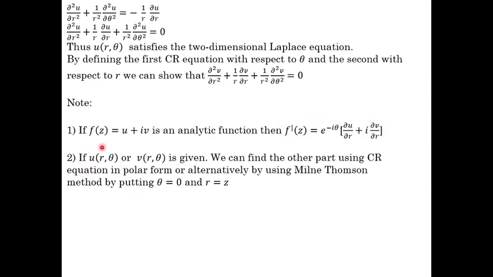One more note: if u is given, then we find v by using two methods. One is by using the CR equation in polar form. Otherwise, the other method is the Milne-Thomson method. Milne-Thomson method means we put r equal to z and theta equal to 0. In the Cartesian form, x is equal to z and y is equal to 0. Don't confuse here: r is equal to z, r means x. Here theta is equal to 0.